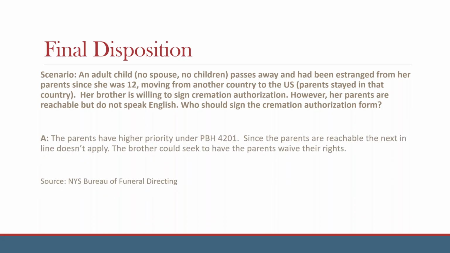So, you go down the list. Parents are higher than sibling. Parents are reachable, so you should reach out to the parents because they are next in line. If those parents are willing to sign, great. If they don't want to, they could always waive their rights to have her brother sign. But the parents are the ones who the funeral director should go to first.